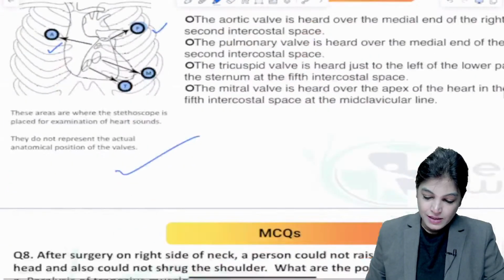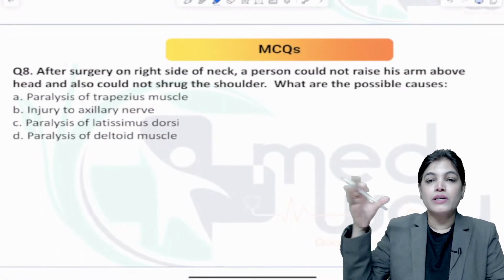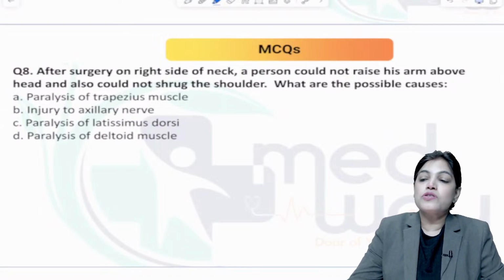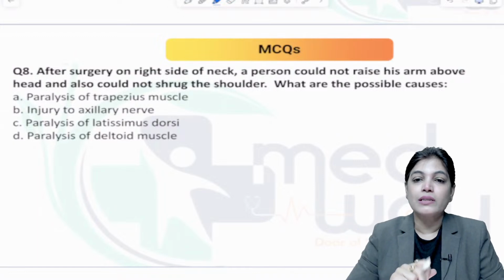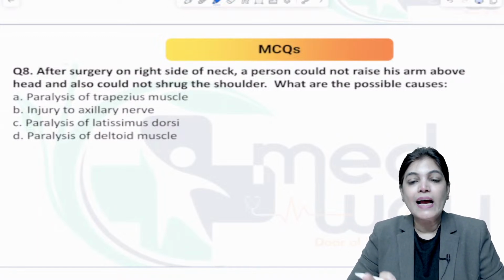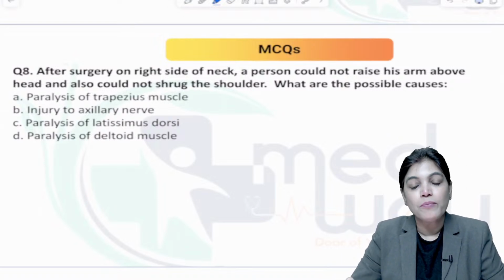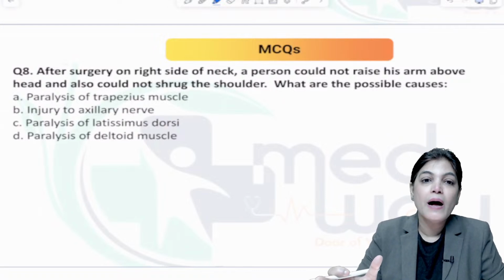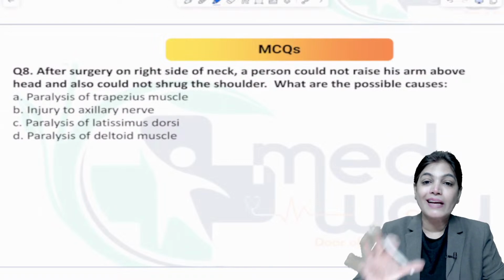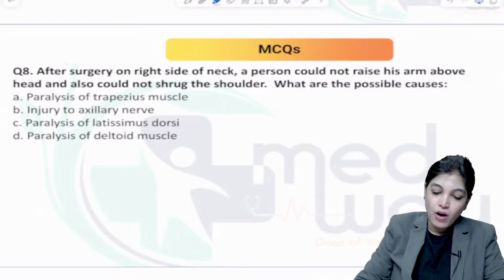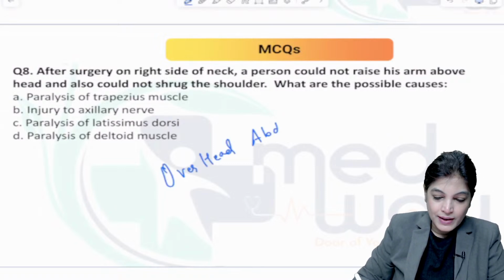So question number 8. One of the questions a student mentioned was about shrugging of shoulder. When I took the session, I made a few clinical questions on this topic, because this has been asked very importantly in previous year INI-CET, NEET-PG, and also FMGE exams. So after a surgery which is done on the right side of the neck, a person could not raise his arm above head. Which movement is affected? Overhead abduction.